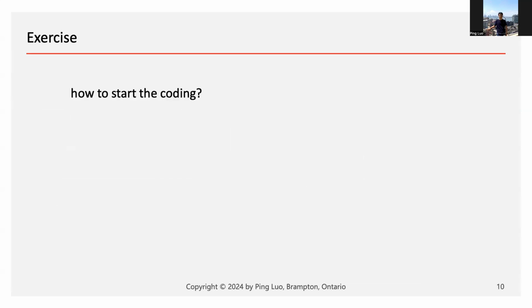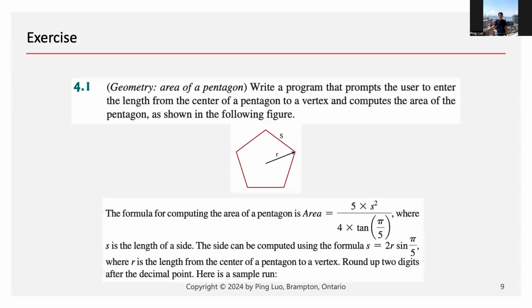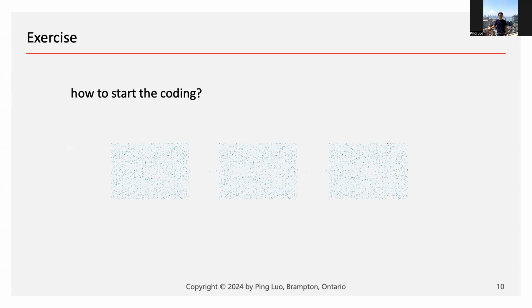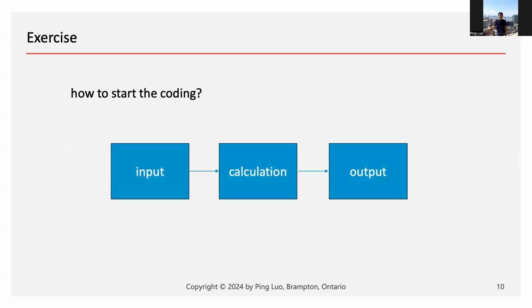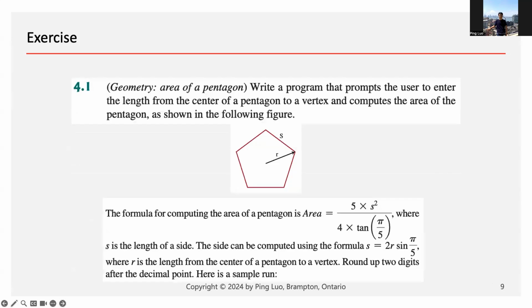Before that, I want to show you how we can solve a question like this. Usually we just need to figure out three steps: what is the input, what is the formula, and what is the output. That's the three blocks when you write a program. For this question, the input is the length from the center to the vertex, I think it's S, right? And the formula is this formula, S is used in that, and finally you just need to output the area.